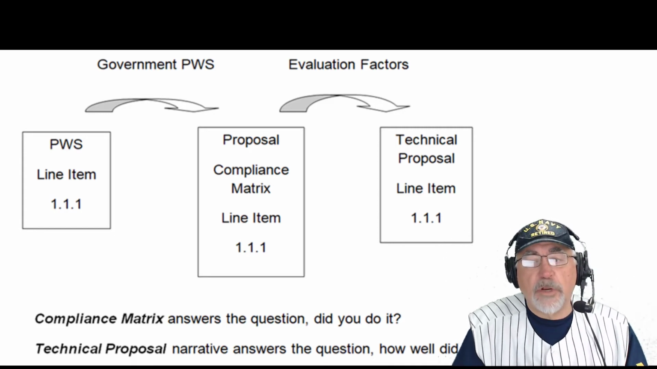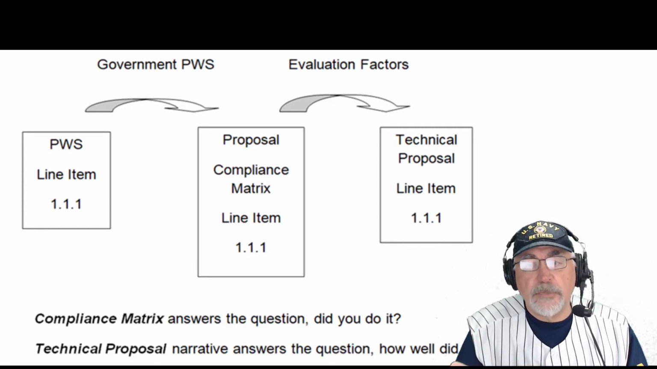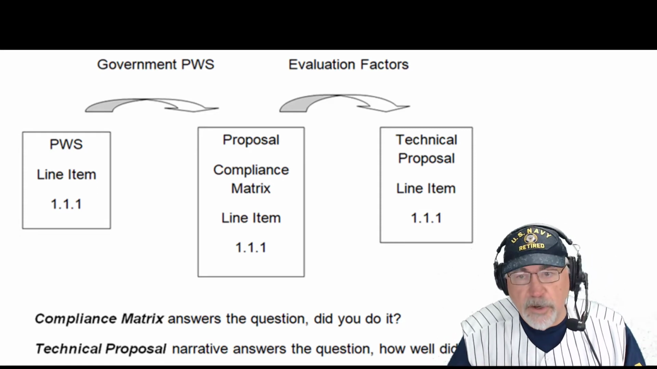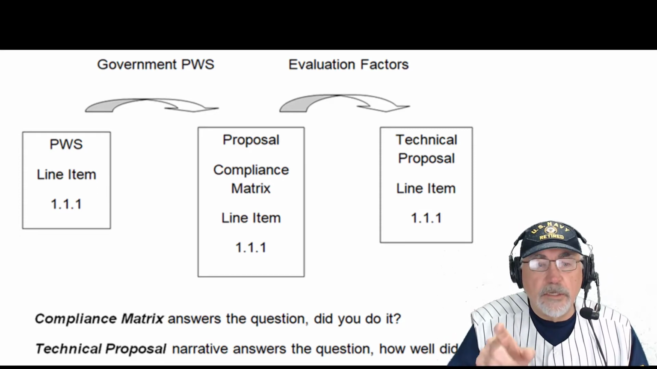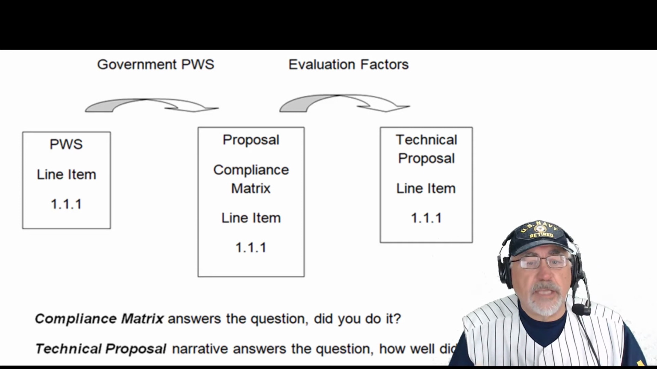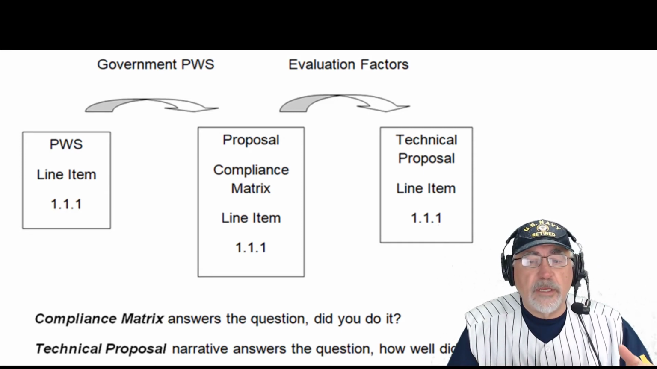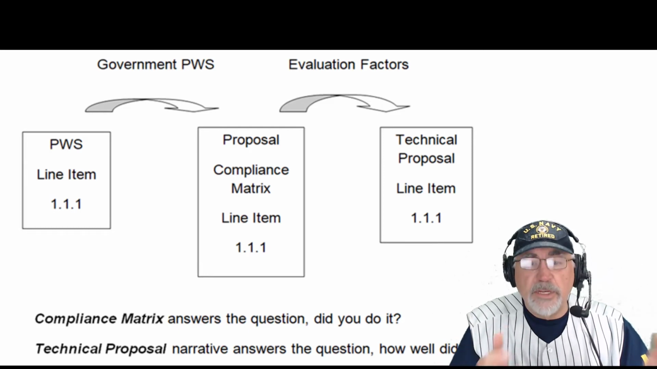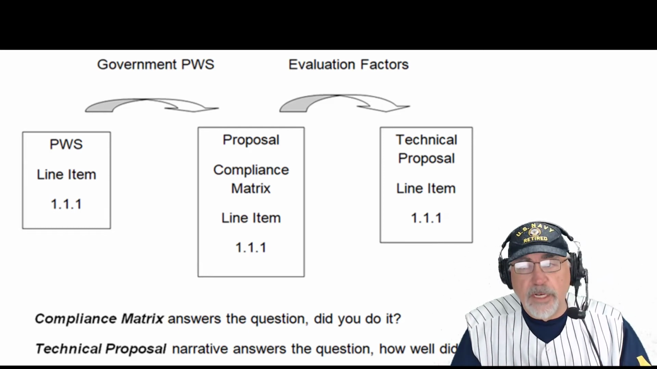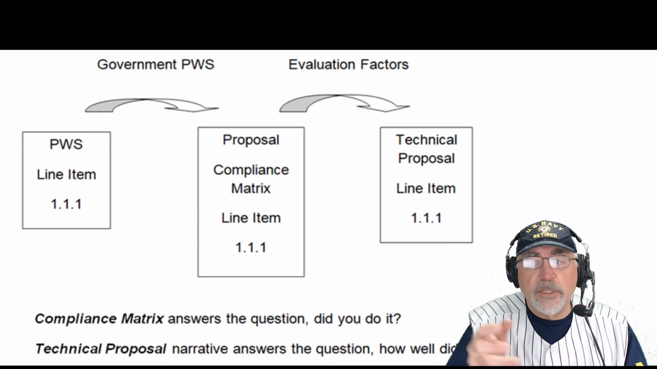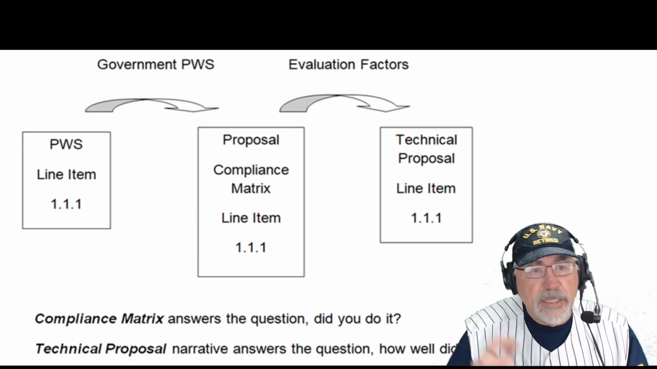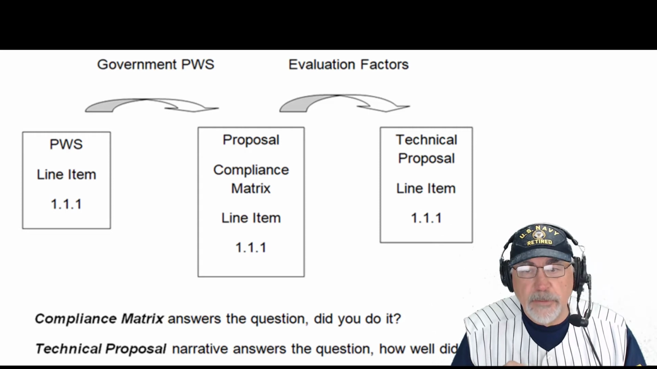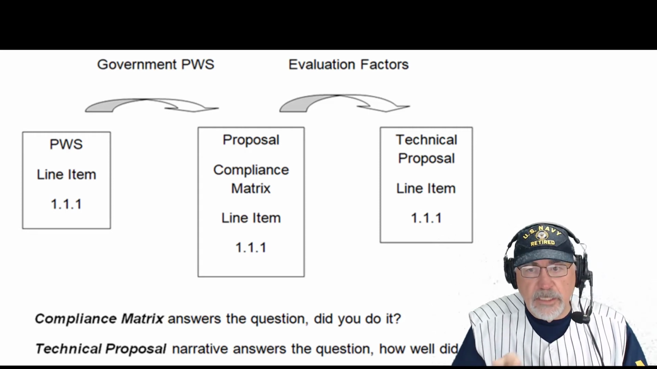The performance work statement then transitions over to the compliance matrix, then over to the technical proposal. The compliance matrix is a series of either you complied or not. And where you didn't comply, you need to remedy that. But if you did comply, you would say how well you complied in the technical proposal. I'll give you an example in just a moment. But the key thing is it's a continuum.